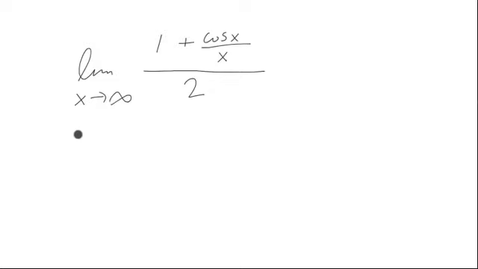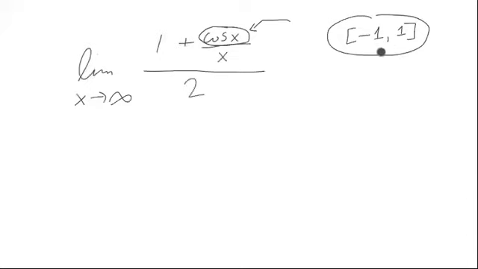Now, for one, let's think about this. As x approaches infinity, cosine, how does it behave? I mean, it doesn't have a limit. The limit doesn't even exist. However, it is bounded. We know it's between -1 and 1. Let's use that bounding idea to produce an inequality.